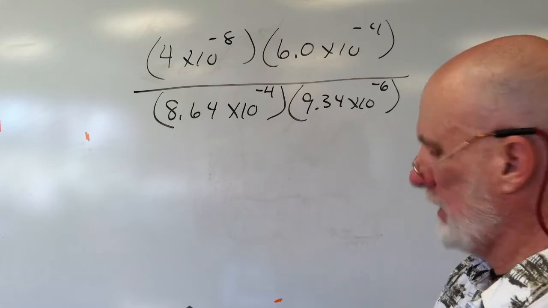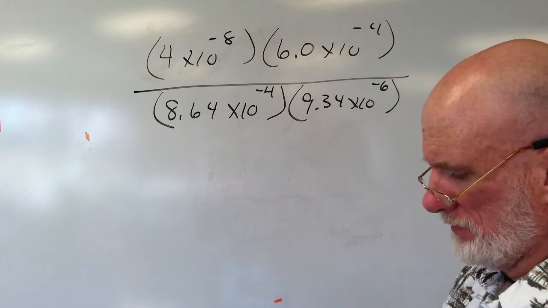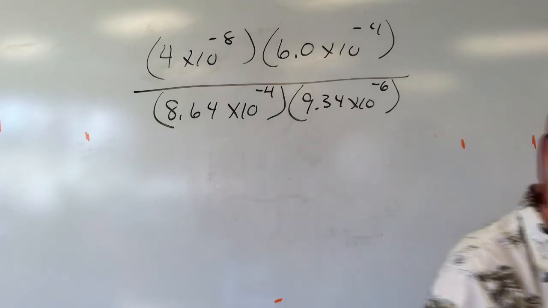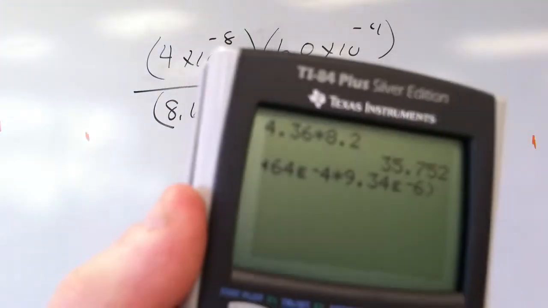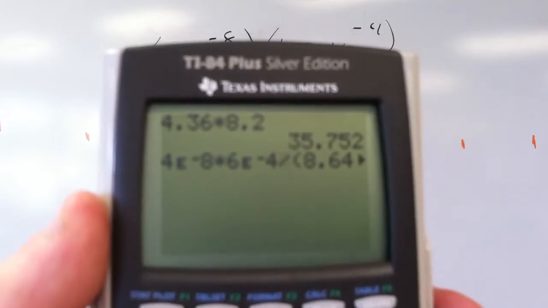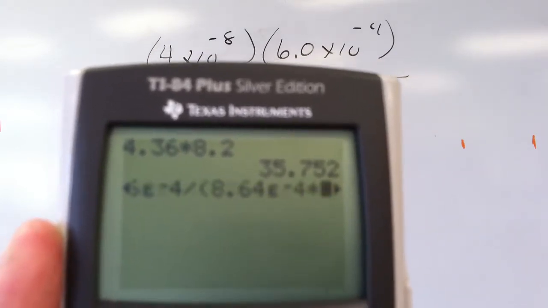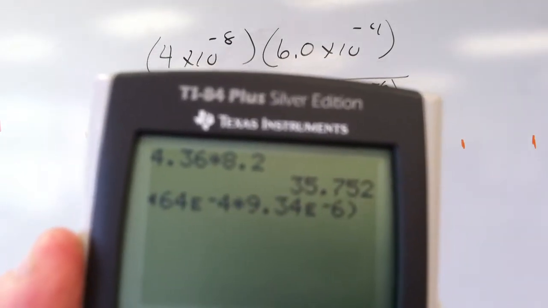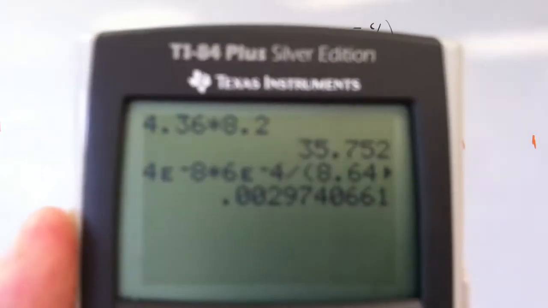8.64 second negative 4 times 9.34 negative 6 close parentheses. Okay, let's see if I can show you this. Can you see that? See what I did? I put parentheses there. That's parentheses. 8.64 negative 4 times 9.34 negative 6. Okay? And then close parentheses. Equals. See that? 0.0297. See that as your answer? Okay?